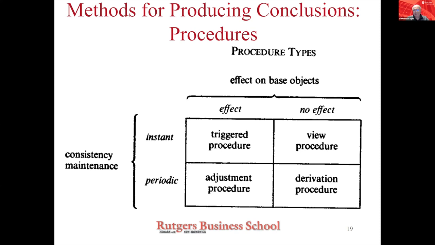And then you have the categories of procedures where you do it instantaneously or you do it periodically, when you need it. So in the case of, say, the customer's balance, if you want to maintain consistency instantaneously, you have to use the so-called triggered procedure. So what does it mean? It means that whenever you create records of events that would affect this particular conclusion materialization, a procedure has to be triggered to adjust it accordingly.